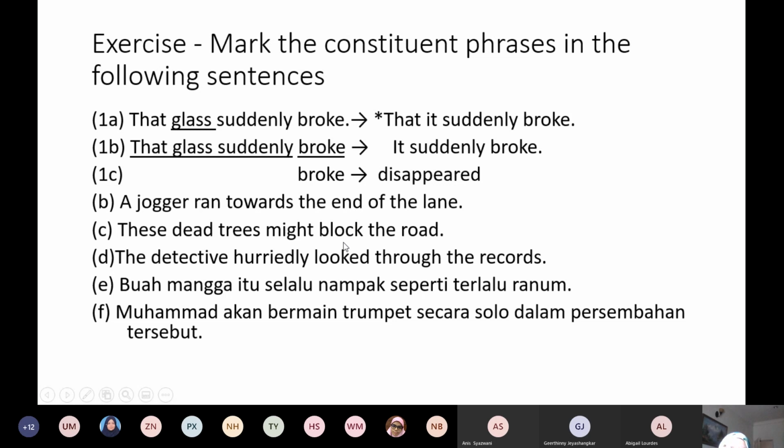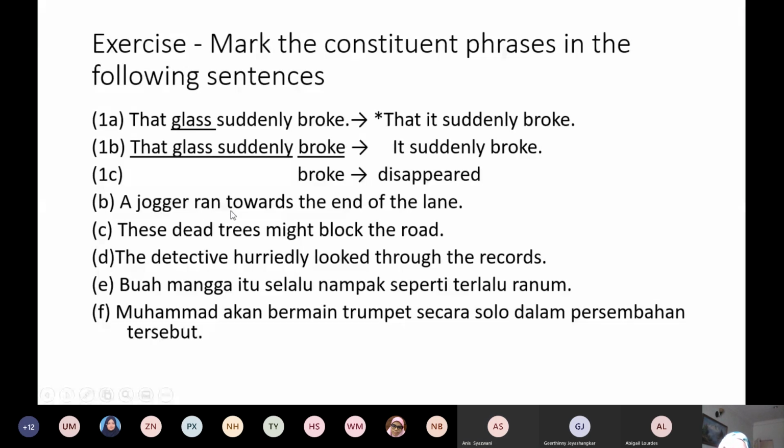And then what is phrase level is just the road. We go back into B. A jogger ran towards the end of the lane. Dia nak phrases saja. So a jogger is a noun phrase. And then ran towards the end of the lane is the verb phrase, the big verb phrase. Lepas tu kita tengok dalam verb phrase ni, what are the phrases?